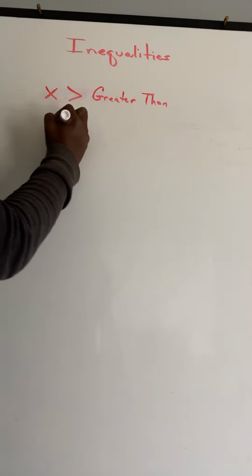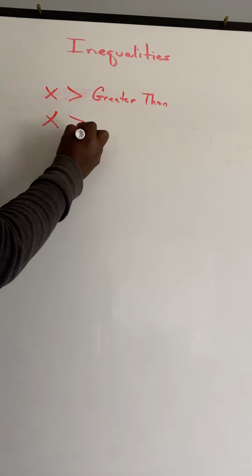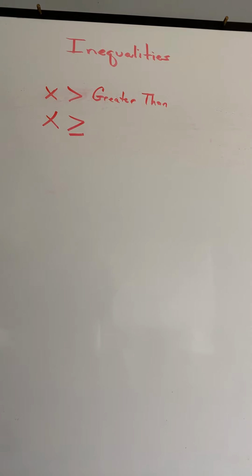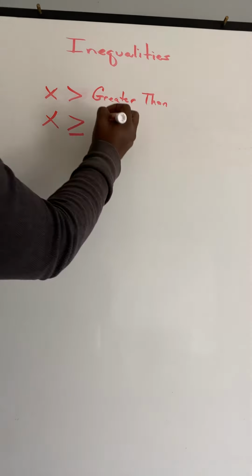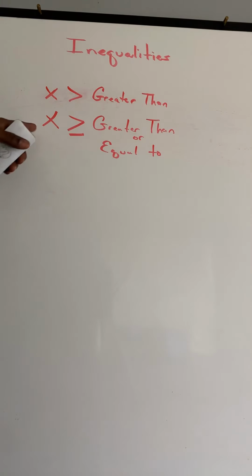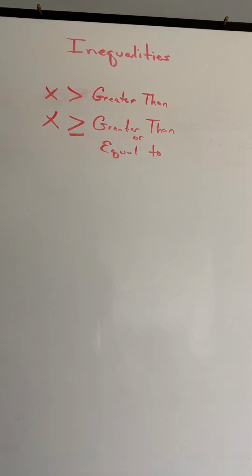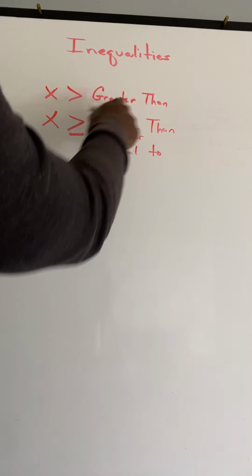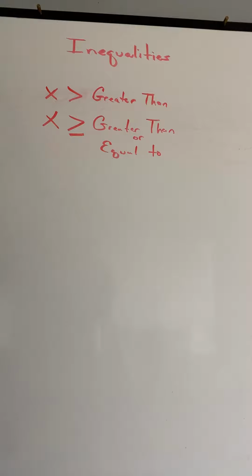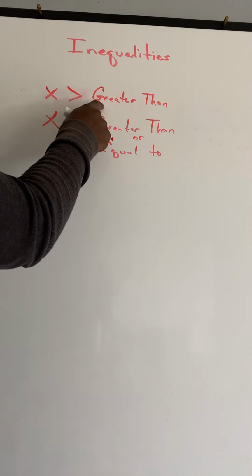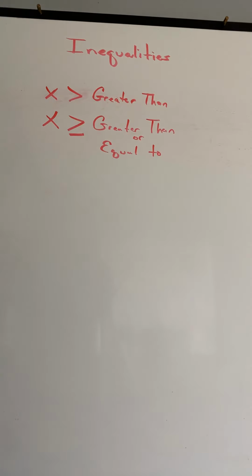Now, if I had the same sign, but I put a little line underneath it, that tells me that x is greater than or equal to the number. So, for example, if it was a 6, this would say x is greater than or equal to 6. That means that it is 6 or greater or more. If I said x is greater than 6 and did not include the equal sign, then this would mean x is bigger than 6. It can't be 6. It has to be 7 or something else.